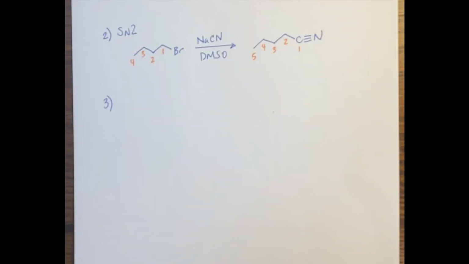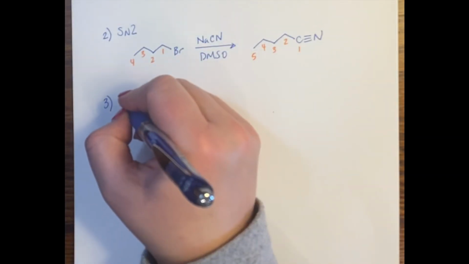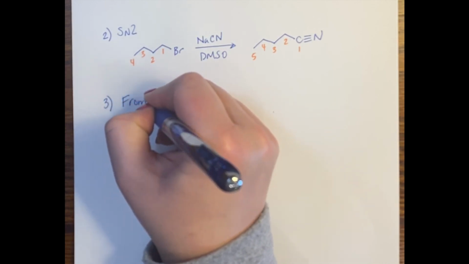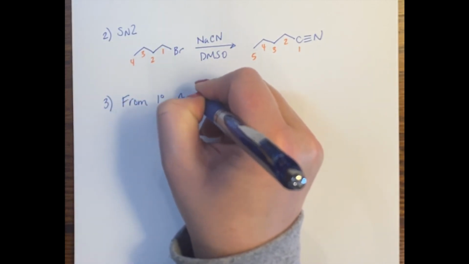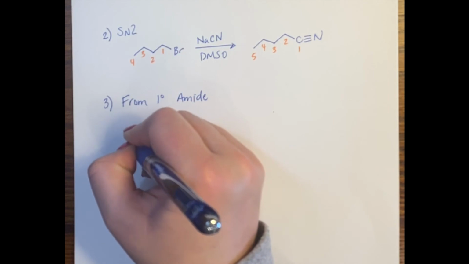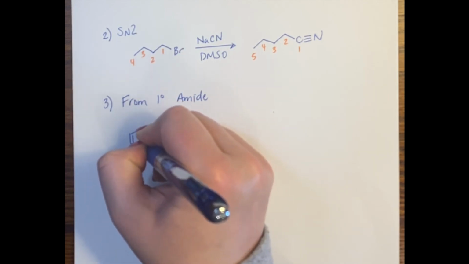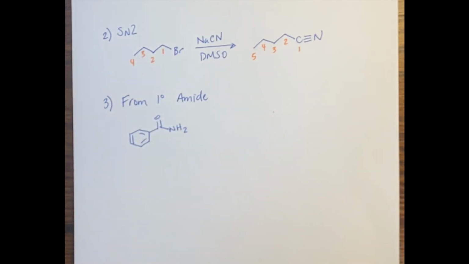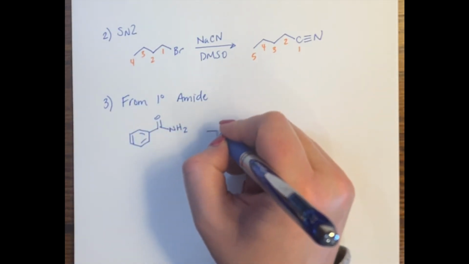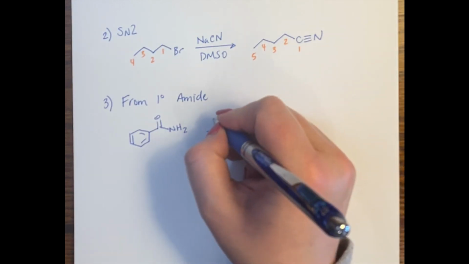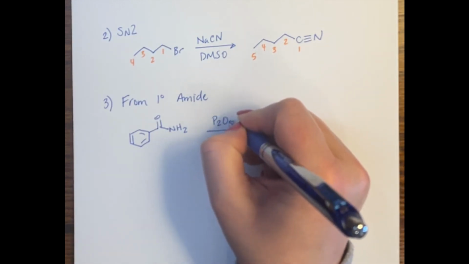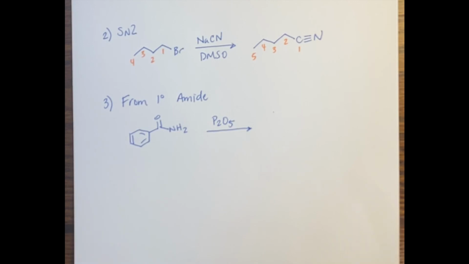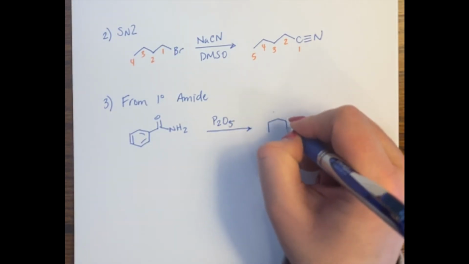The third way to make a nitrile is the new way that we have, and this is going to be from what's called a primary amide. A primary amide is one where the nitrogen of the amide is bonded to 2 hydrogens. So this is an example of a primary amide. If I treat this primary amide with my dehydrating agent of P2O5, the product that I get out of this reaction is this one.